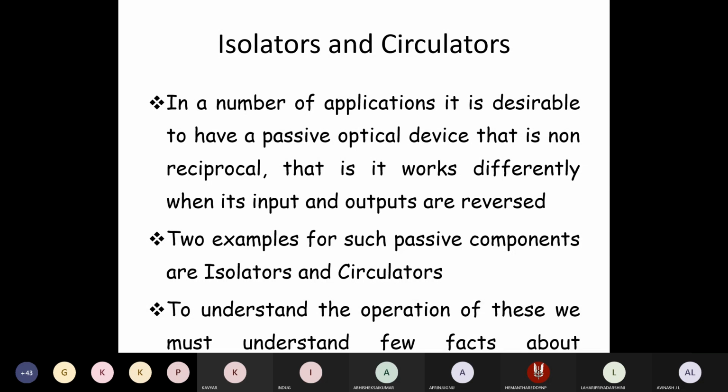Isolation means what? From one port to another port, the signal should not travel. So if you reverse the condition, obviously the wave will not pass. That is exactly the meaning of isolator as well as circulator, and the property of a passive optical device.